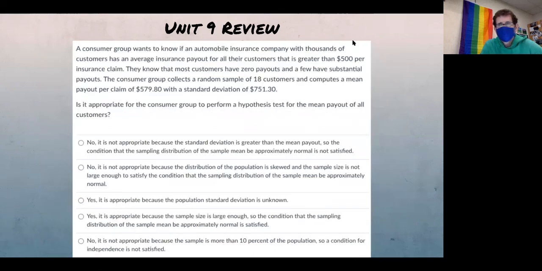All right, checking your conditions. You guys can try this one. We can see that this is going to be a skewed distribution because most customers have 0 payouts, a few have substantial payouts. So we're looking at a distribution that might look like this, skewed. And that's okay as long as you have at least 30 in your sample size, but we don't. So the distribution is skewed and the sample size is not large enough to satisfy the condition.